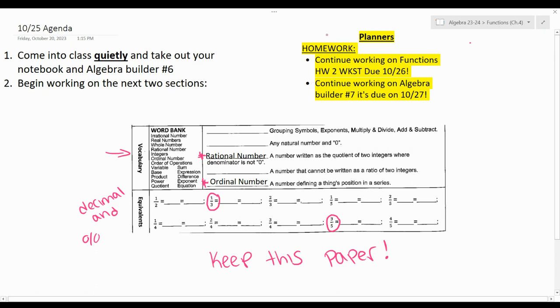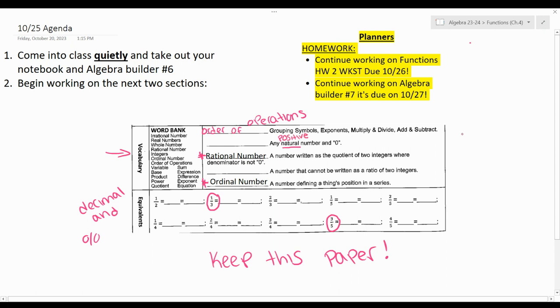So our first definition says grouping symbols, exponents, multiply and divide, add and subtract. That was order of operations. I'm going to run out of space. Your second one says any natural number and 0. Natural numbers, just say, is actually positive.